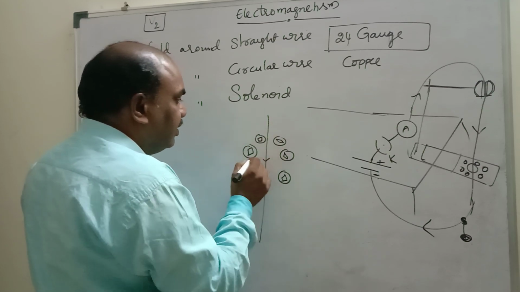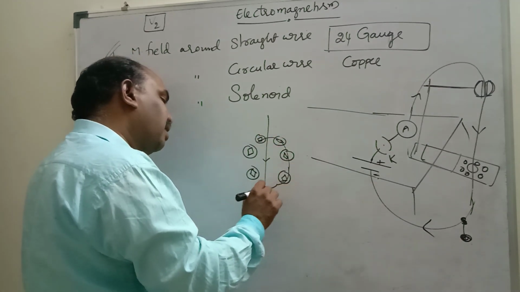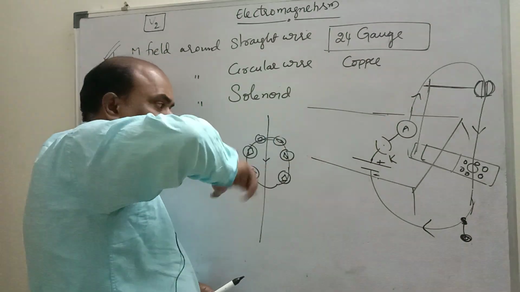If you add all these compass needles, what will happen? Magnetic lines will be like this. These are all magnetic lines around the straight wire. That means if current goes down, the magnetic field will be clockwise.